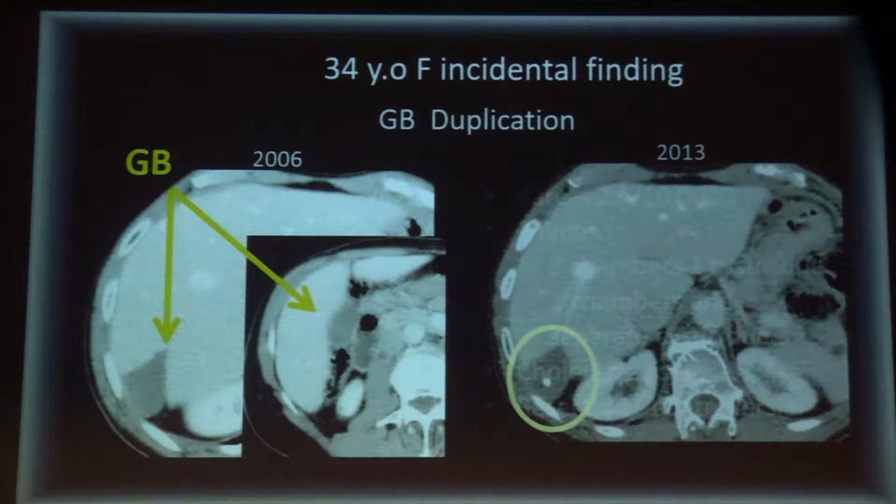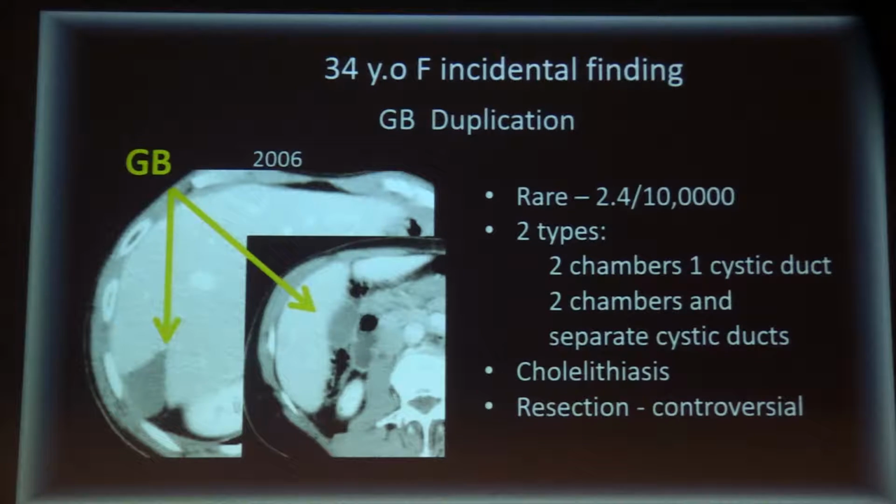Now, duplicated gallbladders are also very rare. There are two types: those which have 2 chambers and 1 cystic duct, and those which have 2 chambers and separate cystic ducts. There is difficulty in the drainage of bile from them, and therefore they create stones within them. And resection is usually the procedure that is performed, although it is controversial.